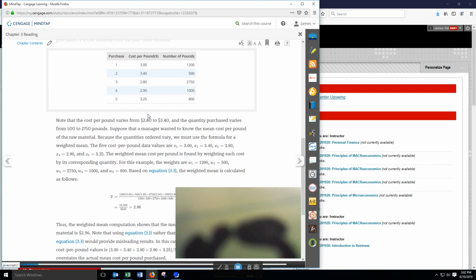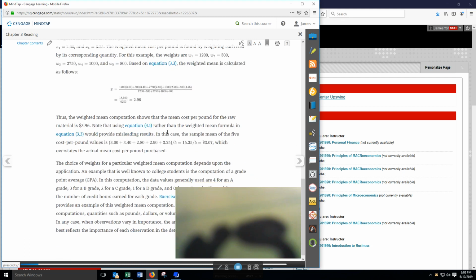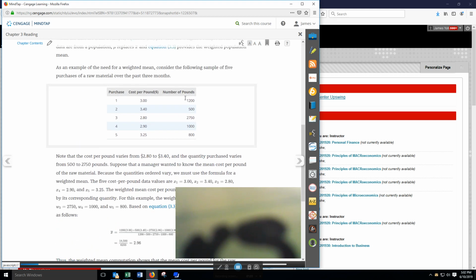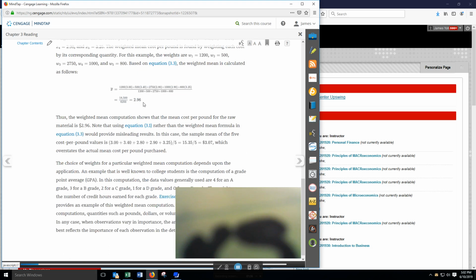Okay. So here you can see we have a cost per pound, number of pounds. For each observation, 1 through 5, we're going to take the cost times the number of pounds of meat bought, I guess, here. So 3 times 1,200 would be 3,600, right? We multiply these two together. We're going to create a separate column here. Then we're going to add all of this up, and then we're going to add the weights up. The number of pounds here would be the weight. And we're going to add that up, and we're going to get a mean.